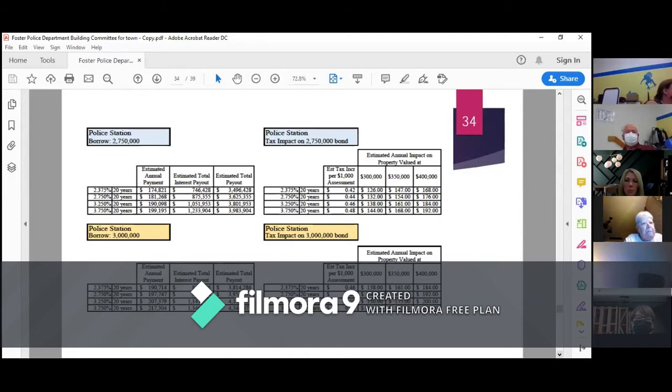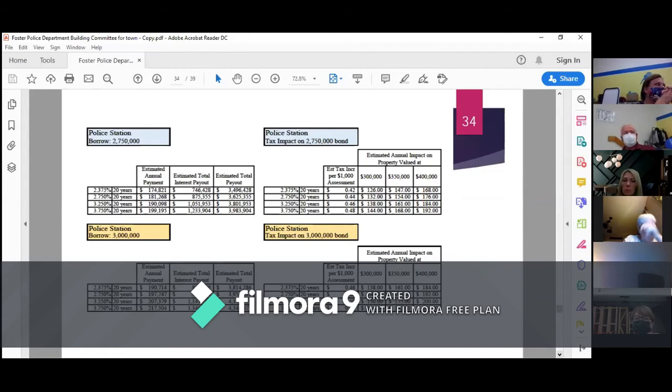A $300,000 home, which is the average home price in Foster, that costs about $138 a year. So that 1,000, 2,000 number you heard, it's not true. That's what it costs, okay? So if you had a $600,000 home, that gets you to $276 or something a year. If you had a $150,000 home, it's half of that. That's what it works out to be.